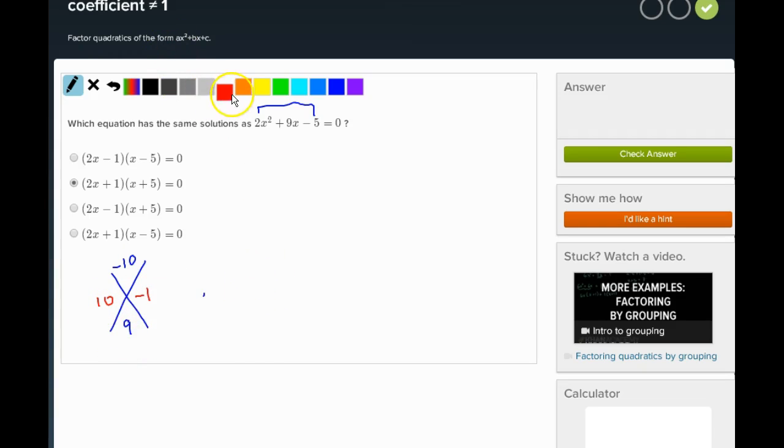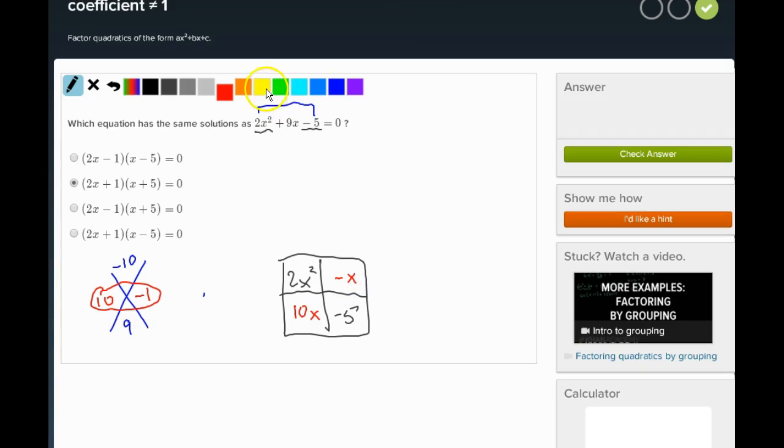Alright, so then I'm going to take my first and last term, those go in the box. In the same position, up here will be the 2x squared, down here will be the -5. And then the numbers I got from my x over here, those are what go in the other two. And then we can do the factoring.